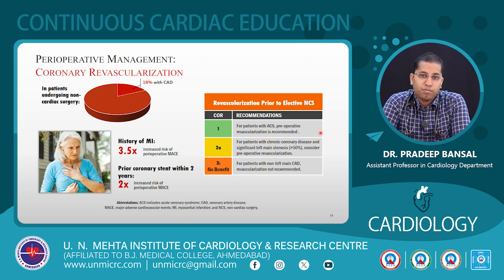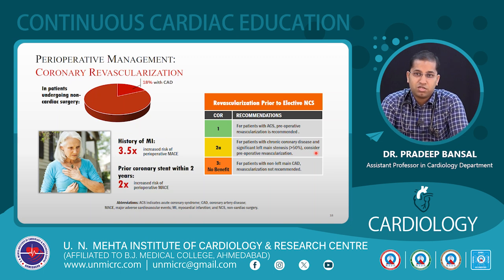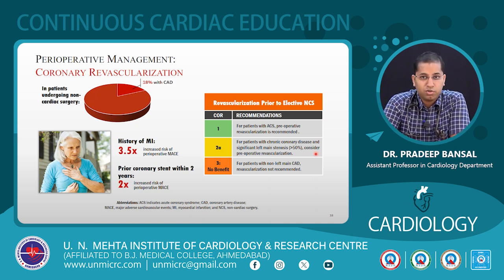And if a patient has a prior coronary stent within 2 years, there is a 2 times higher risk of perioperative MACE. So, what are the indications of revascularization prior to elective NCS? First, for patients with any ACS, preoperative revascularization is recommended. Then, for patients with chronic coronary disease and significant left main stenosis of more than 50%, consider preoperative revascularization; that is a 2 indication. But for patients with non-left main CAD, revascularization is not recommended prior to elective NCS.